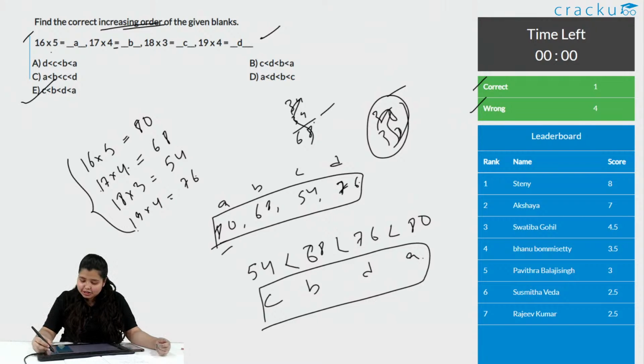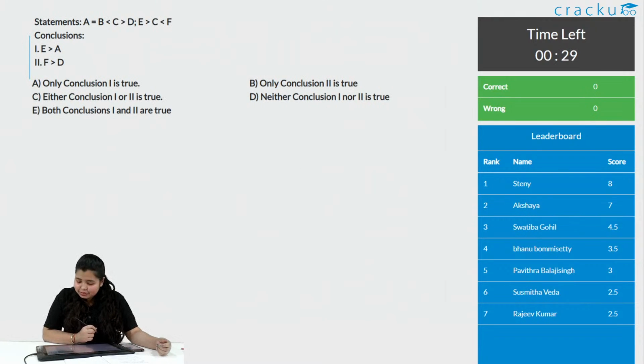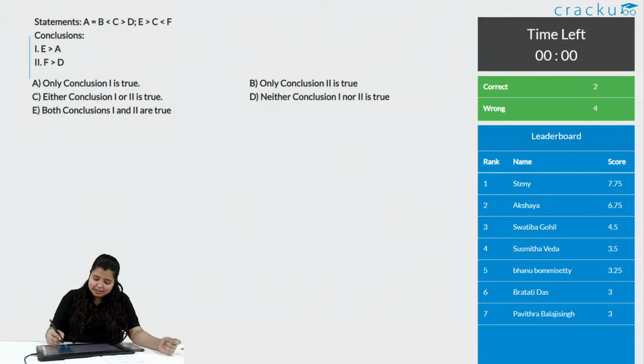Let's go to the last question. 30 seconds begins now. Come on, this is an easy question. I want everyone to attempt this and get it correct. Come on, Akshaya. And with this, we have 3 correct answers and 4 wrong answers. Let us see how we do this.